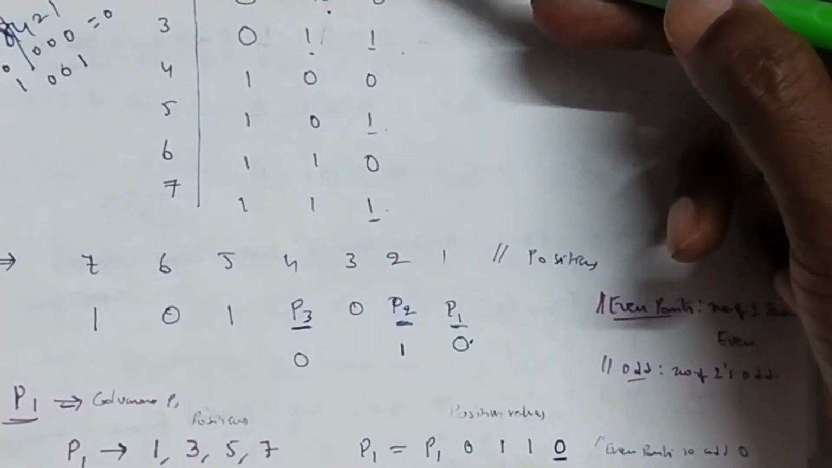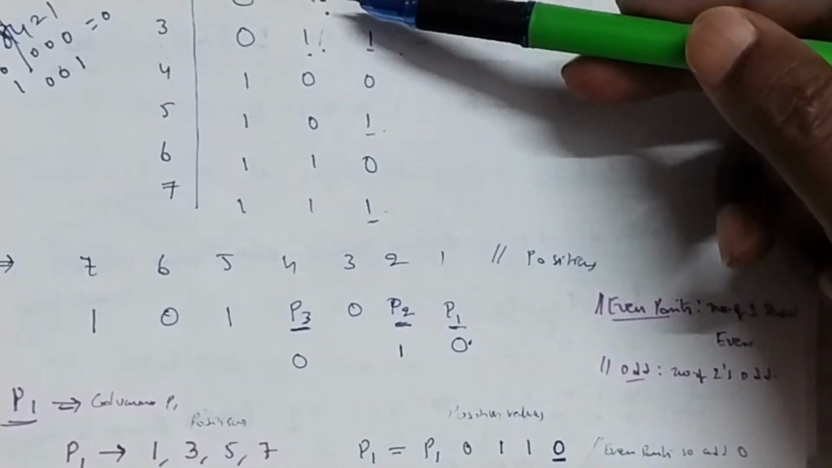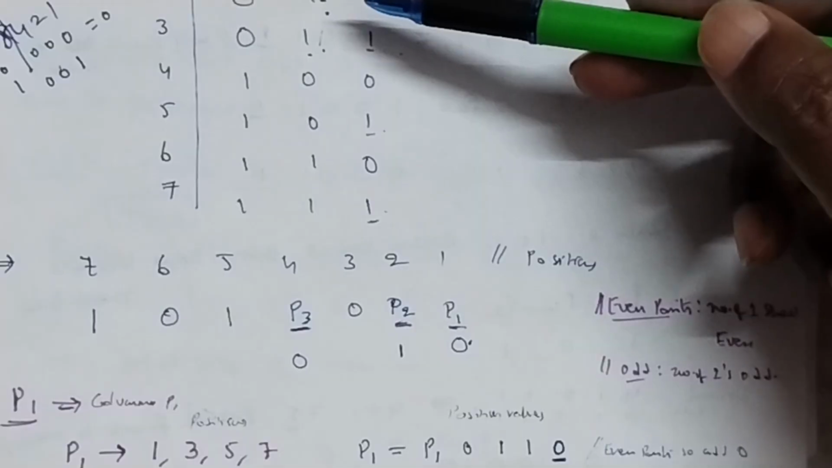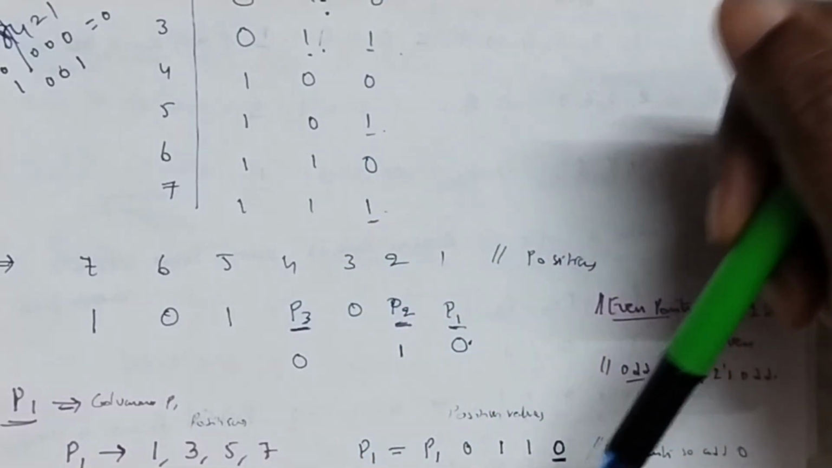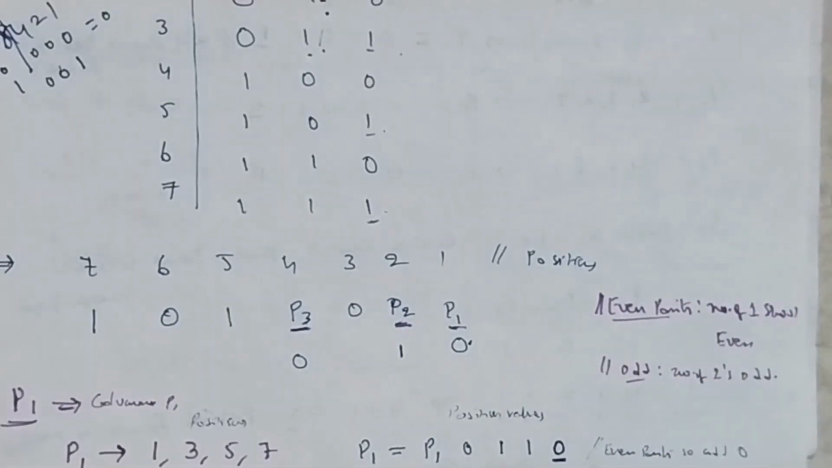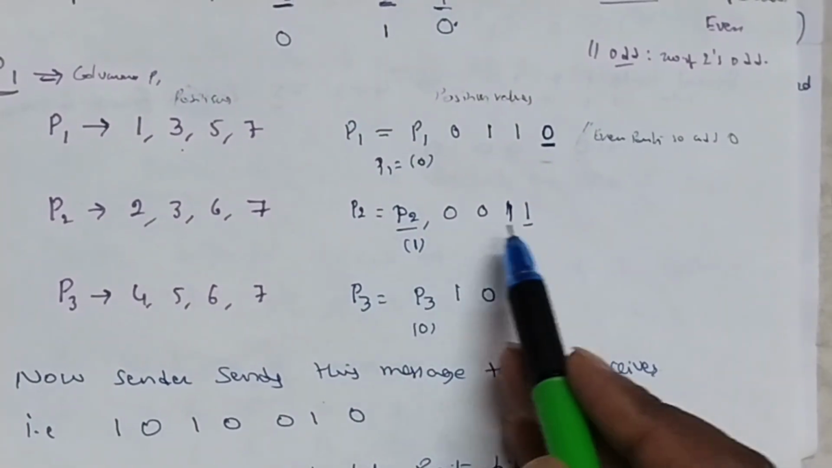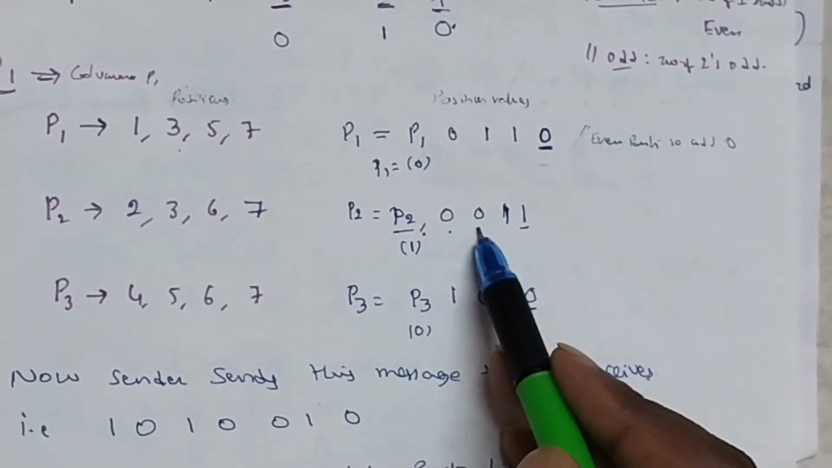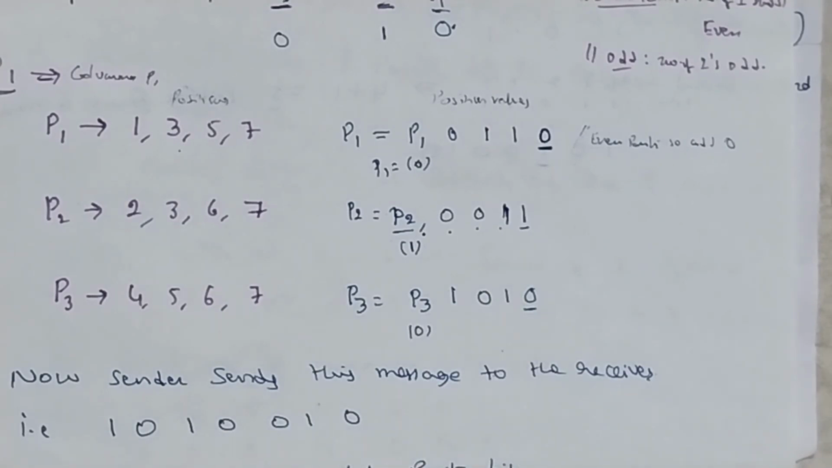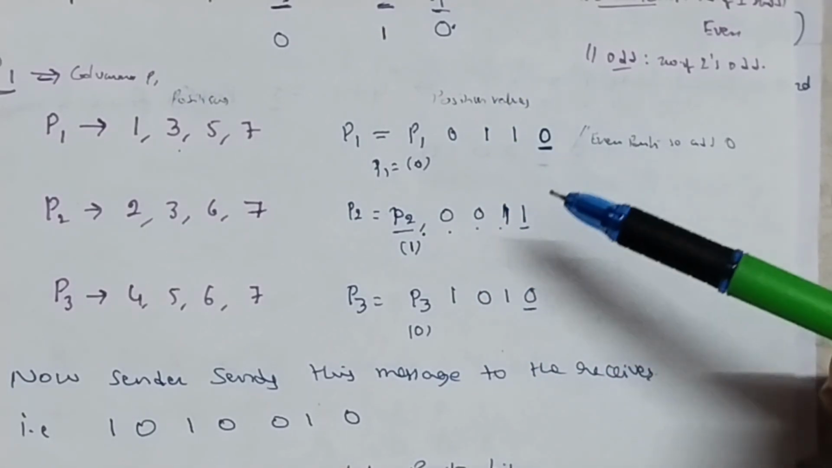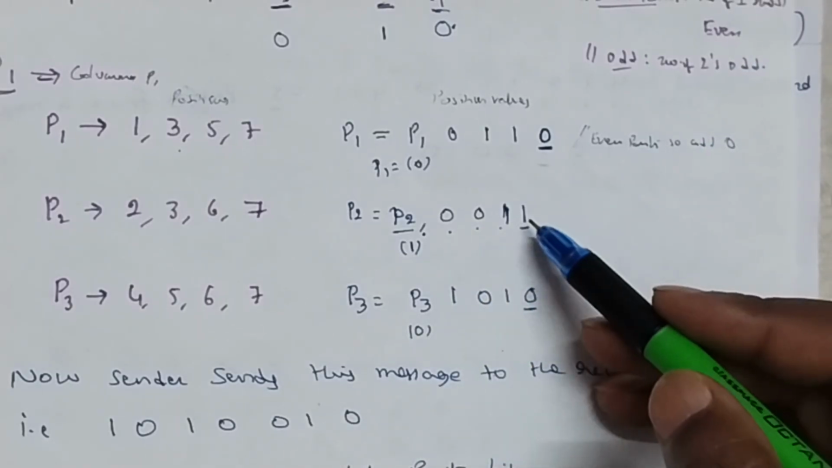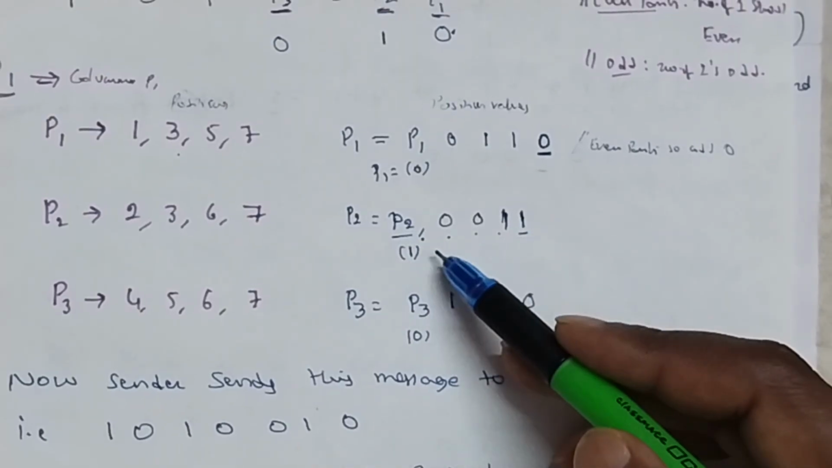In the P2 column, the third position is 1, the sixth position is 1, and the seventh position is 1. According to that, the P2 column is 0, 0, 1. To make it even parity, how many ones do we have to add? We have to add 1. So 1 value is added, which means P2 value equals 1.